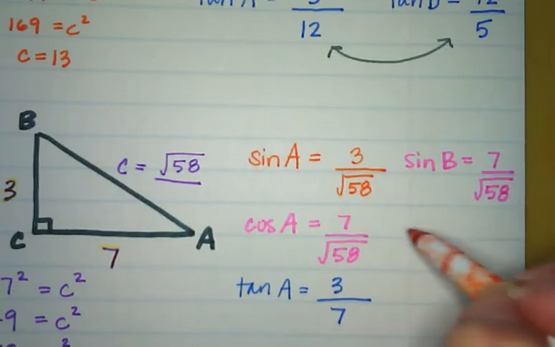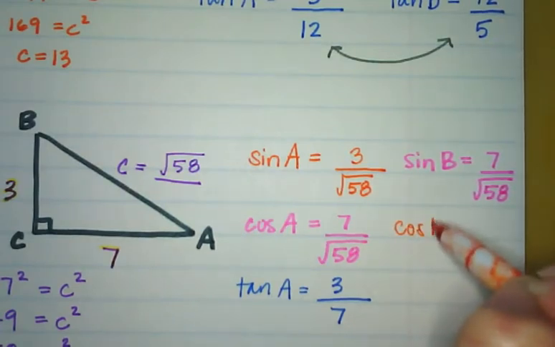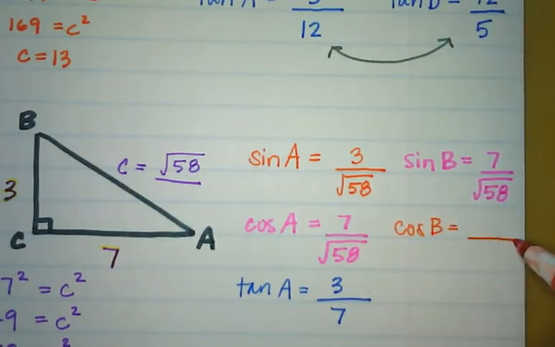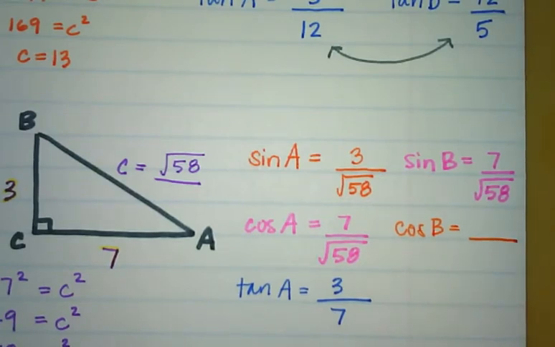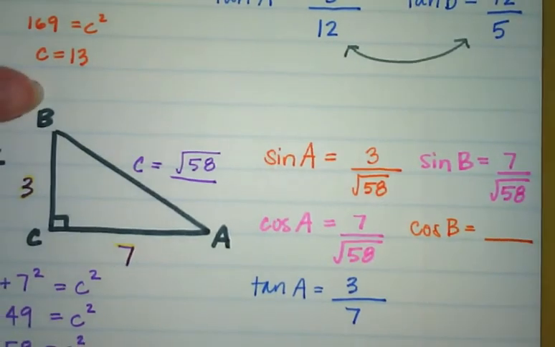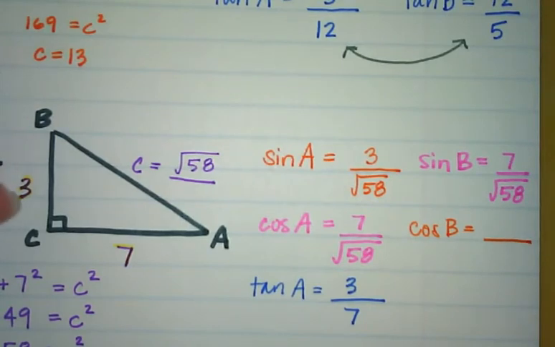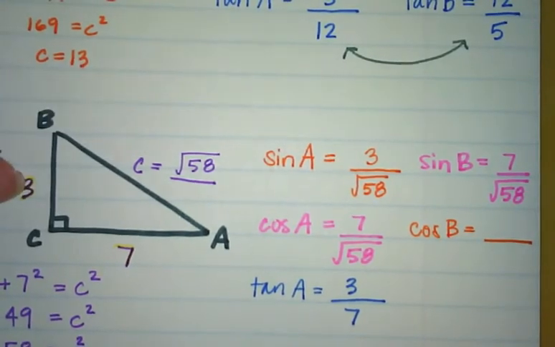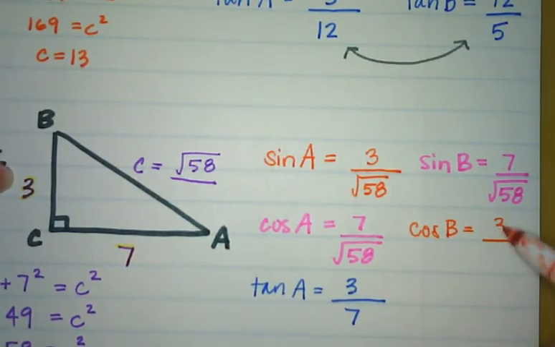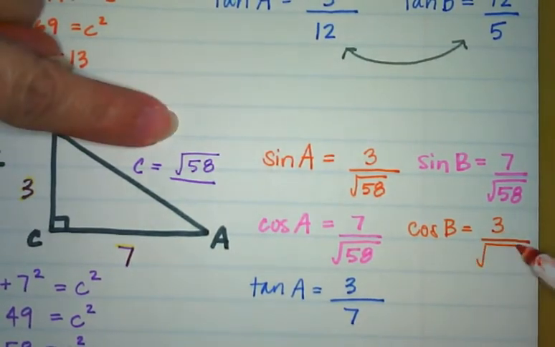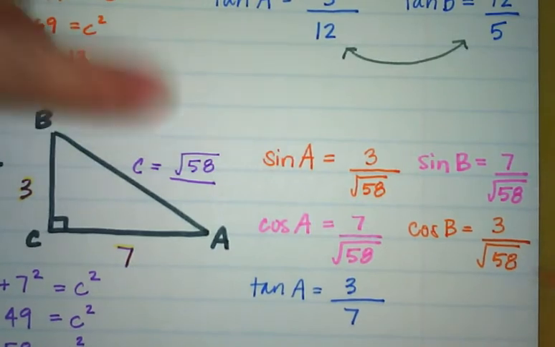All right, now looking at the cosine of B, the cosine of any angle is always the adjacent side over the hypotenuse. So from angle B, this is the adjacent side, and I know that because the square root of 58 is the hypotenuse.